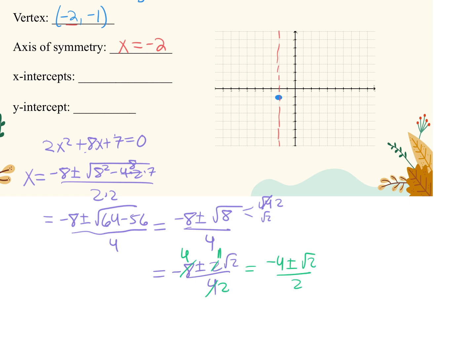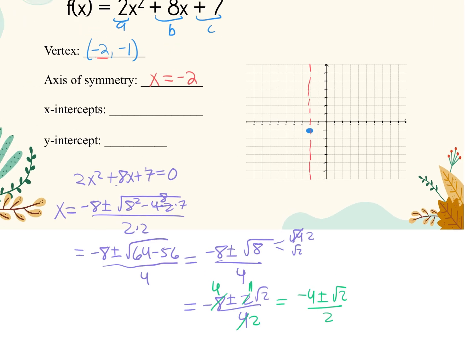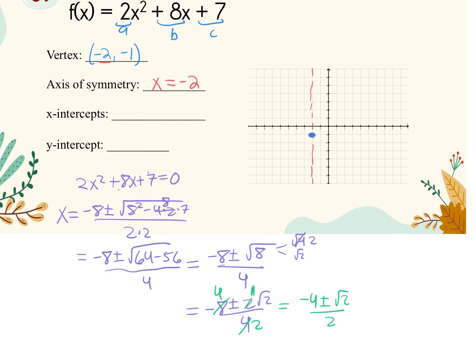I know a lot of work for this one, but some of them do get that complicated. All right, so then I'm going to write it as an ordered pair, -4 plus or minus the square root of 2 over 2, comma 0, right? And I'm not going to plot that on my graph just because I don't know where that's going to be, right? That's going to be somewhere kind of close to our axis of symmetry, right? Probably around that region right there. But I don't know exactly, right? I'd rather plot the y-intercept to have a more accurate graph.